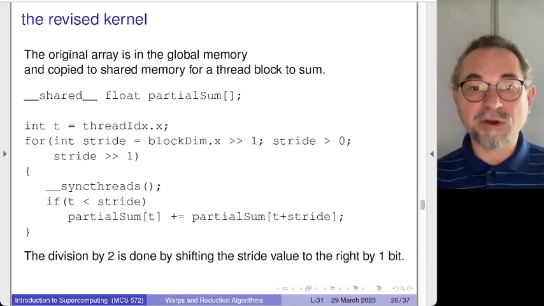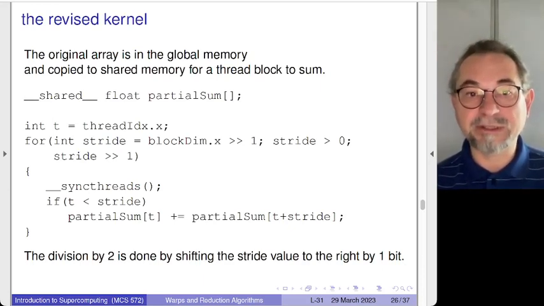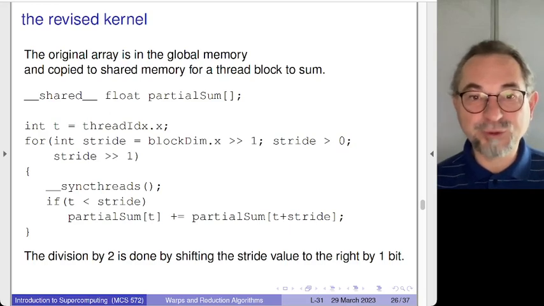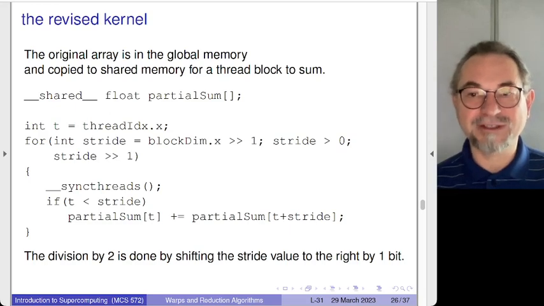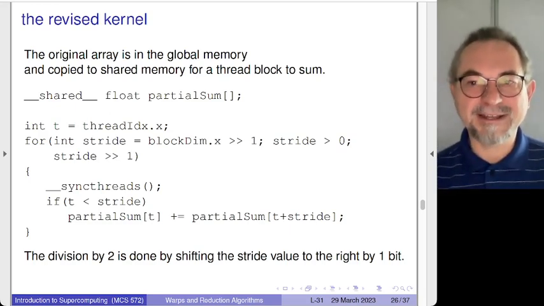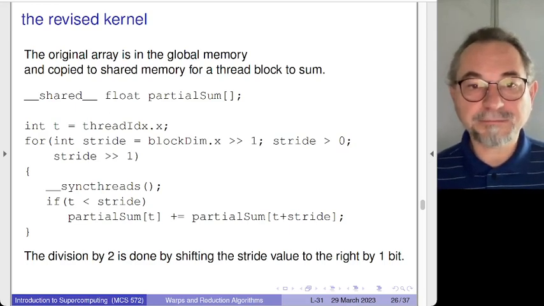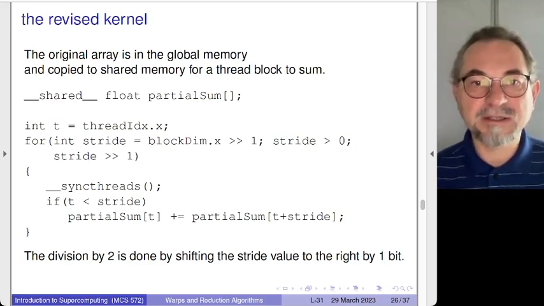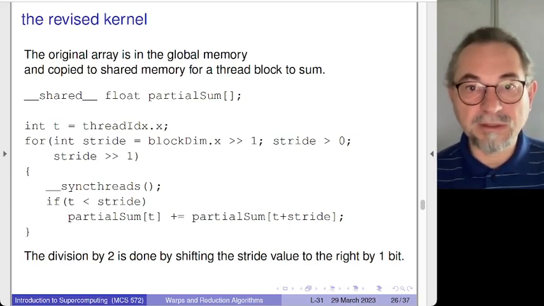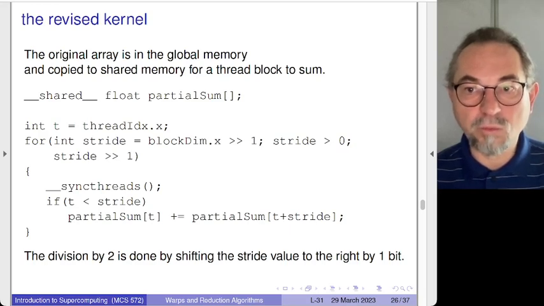So here is the revised kernel. There's still the synchronization that is happening. Dividing by 2 can be expressed quite efficiently with shifting, which is indicated by this operation in C. You still need the synchronization, but you will have less thread divergence. And the performance of this algorithm will get closer to the memory bandwidth.